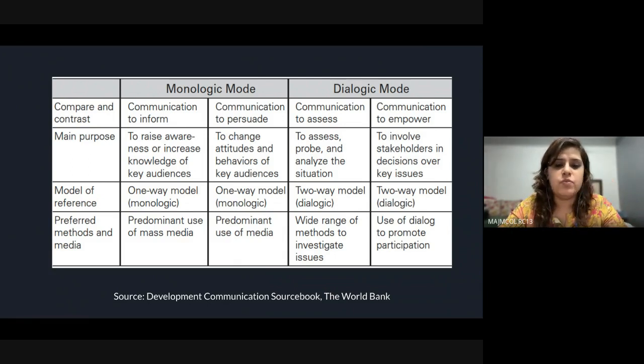When we talk about monologic mode, as I already said, it's one way, so it's linear in nature. But to balance it out, dialogic mode is a two-way model wherein we create dialogues between people of different communities to implement and to design those policies. In monologic mode, since it's one way, it is linear. Mass media is essentially used, whereas in dialogic mode, a wide range of tools and methods are used to create dialogue between people across different communities, across different nations, across different boundaries. Nothing matters when it comes to dialogic mode. Therefore, a different range of methods and technologies are used to create a dialogic mode.